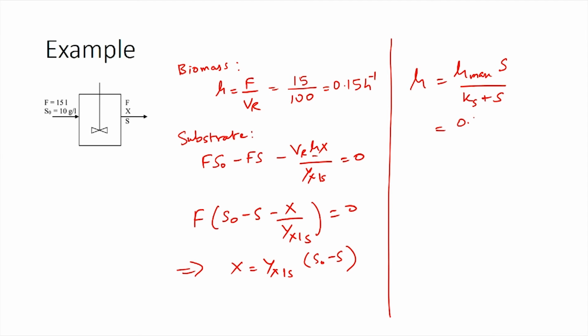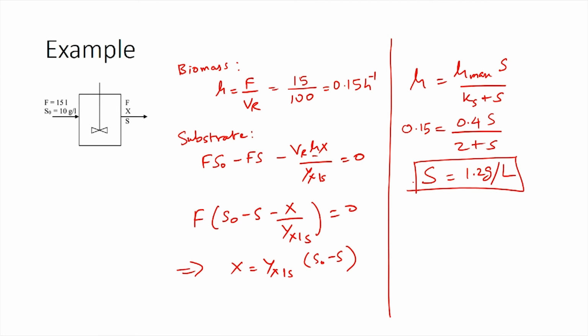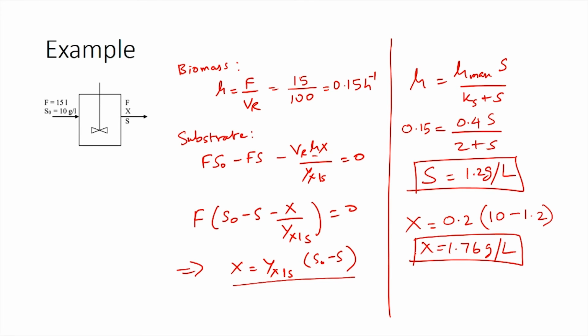So, using these values we can substitute this as 0.4 S divided by 2 plus S equals 0.15, which is mu. From here we can calculate the outlet substrate concentration, which is S, giving a value of 1.2 grams per liter. Now that we know the outlet substrate concentration, we can substitute it back into the equation for x to calculate the biomass concentration in the outlet stream, which would be Yxs, which is 0.2, times inlet substrate concentration 10 grams per liter minus outlet substrate concentration 1.2 grams per liter, giving us 1.76 grams per liter. So, the outlet biomass concentration is 1.76 grams per liter.